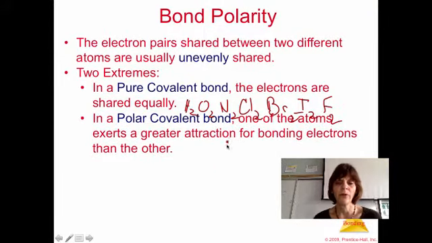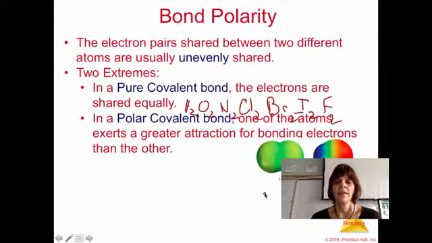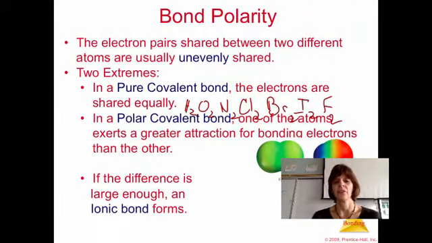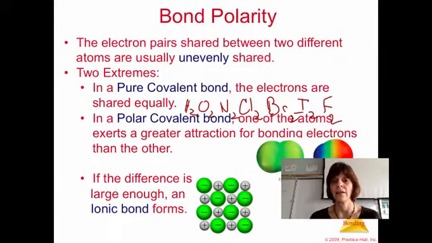And then there's polar covalent, where one atom has a greater attraction for bonding electrons than the other. They're often depicted with different colors, and the red end of the molecule is usually very electron heavy, and the blue end is electron deficient. If there's a large enough difference, of course, you get ions, and then they make an ionic bond.